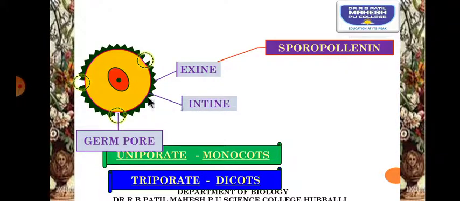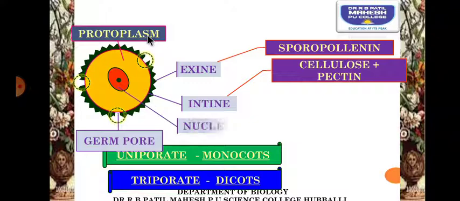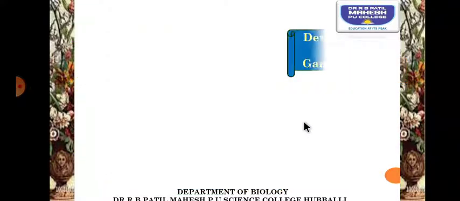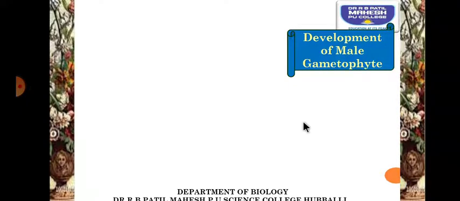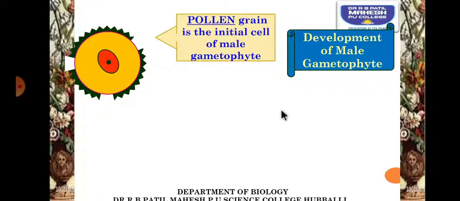Okay, now coming to the next wall layer called intine. Intine is a smooth wall layer. It is the second wall layer and is made up of cellulose and pectin. Intine encloses a proteinaceous fluid inside, and that proteinaceous fluid is called protoplasm. Protoplasm contains a single haploid nucleus. Now let us try to understand the development of male gametophyte in the slide.